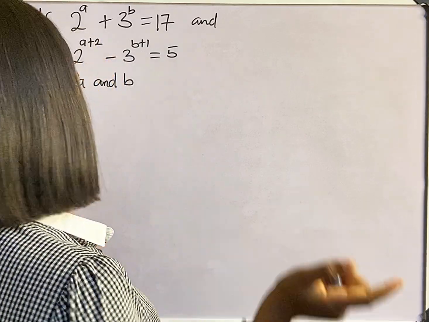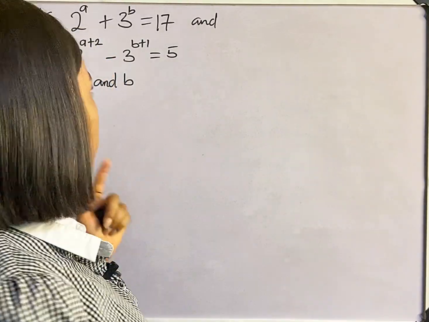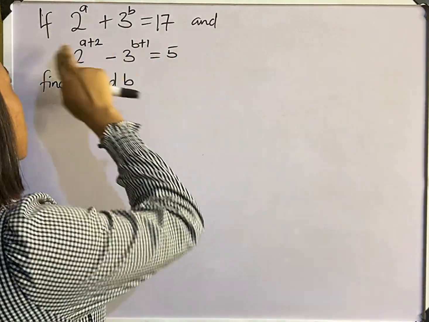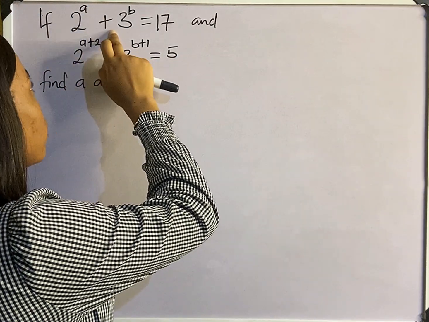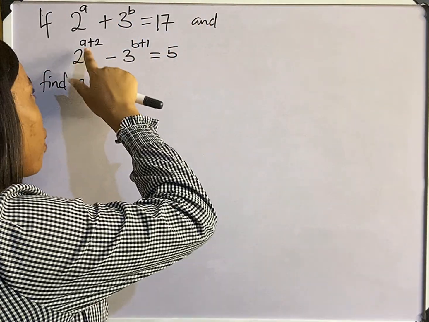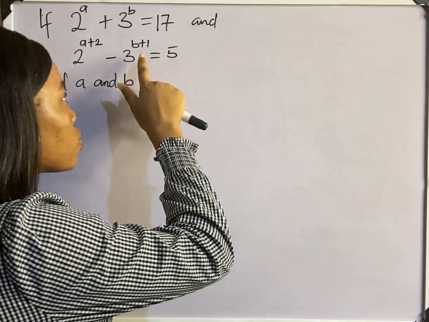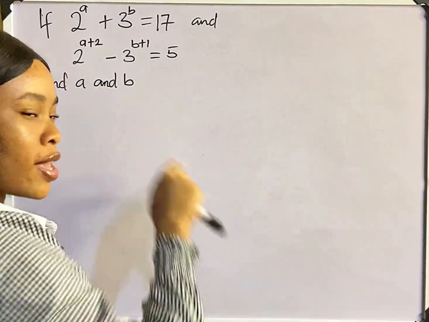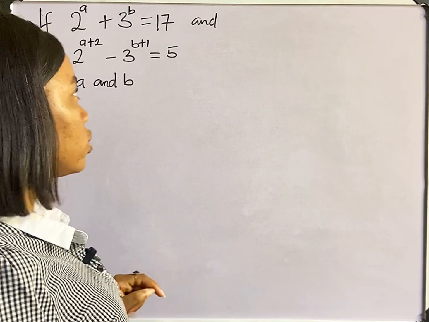Now today we have a question on the board which we're going to be solving step by step. The question says, if 2 raised to the power of a plus 3 raised to the power of b equals 17, and 2 raised to the power of a plus 2 minus 3 raised to the power of b plus 1 equals 5, we are to find a and b. Now how do we go about this?